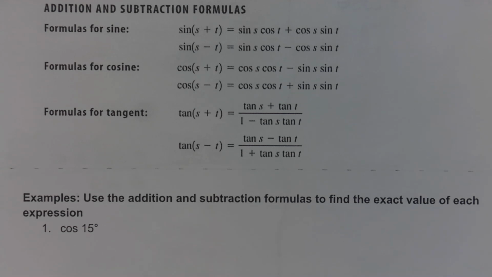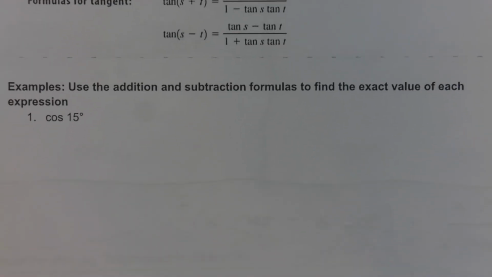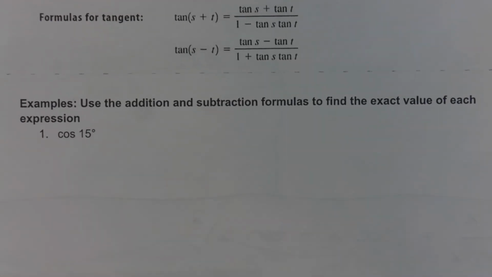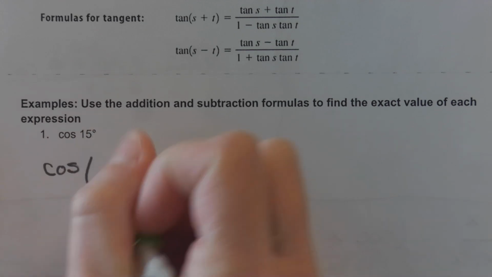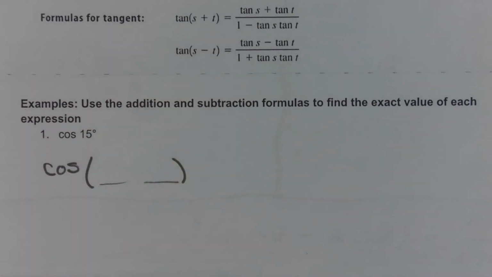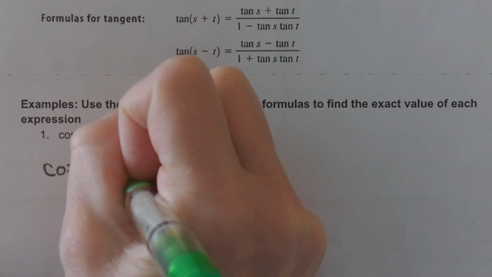So let's take a look at cosine of 15 degrees. That's our first example. Is 15 degrees on the unit circle? No. So that's a bummer. Let's think of two things that we could either add or subtract to get us to 15. And those two things should both be on the unit circle. So I want to think of two things that I can either add or subtract to get to 15.